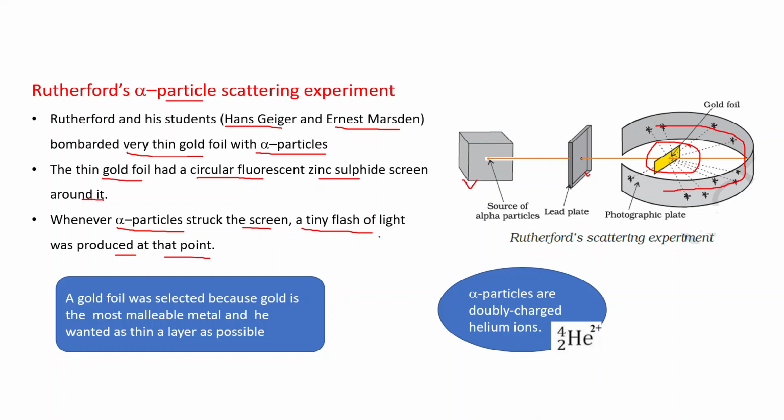Question arises, why did he select gold? Actually, gold foil was selected because gold is the most malleable metal and he wanted as thin a layer as possible. And as we already discussed, alpha particles are doubly charged helium ions. Simply we can say this is the helium nuclei.